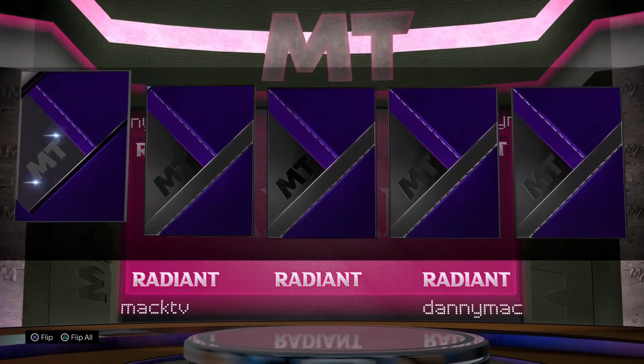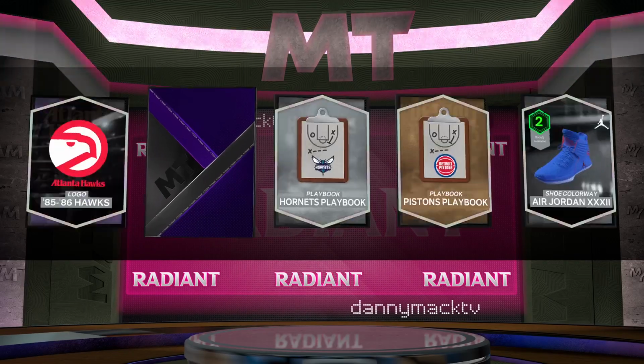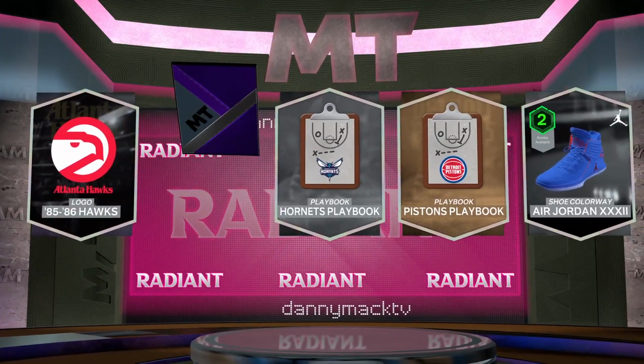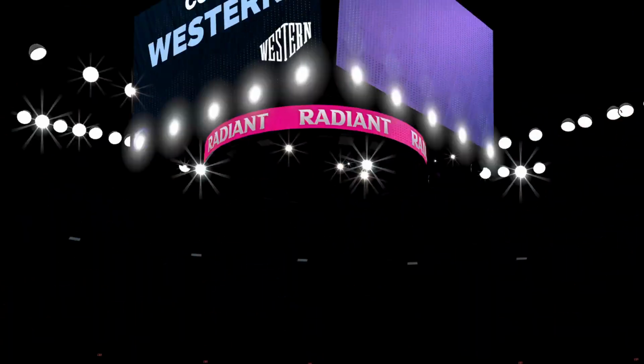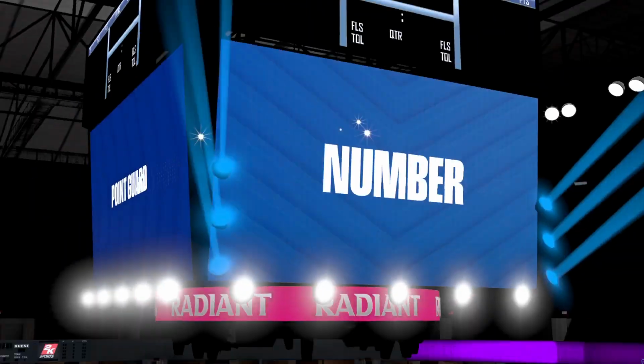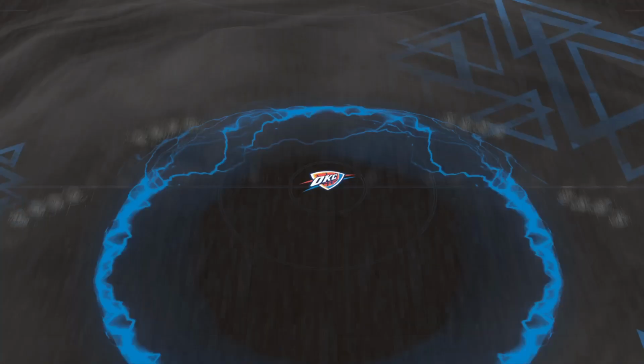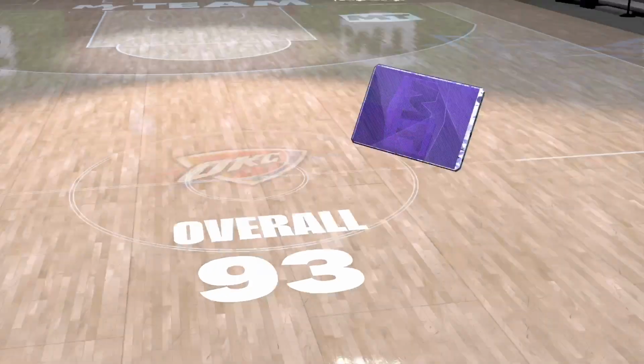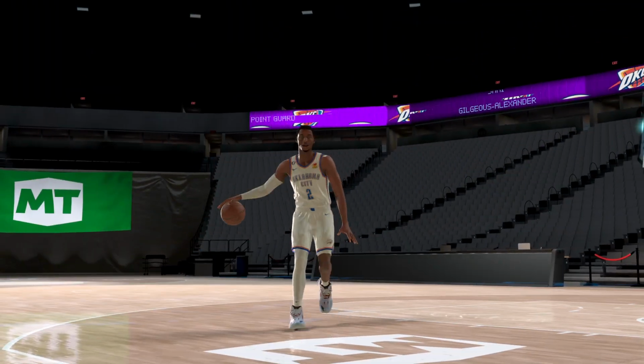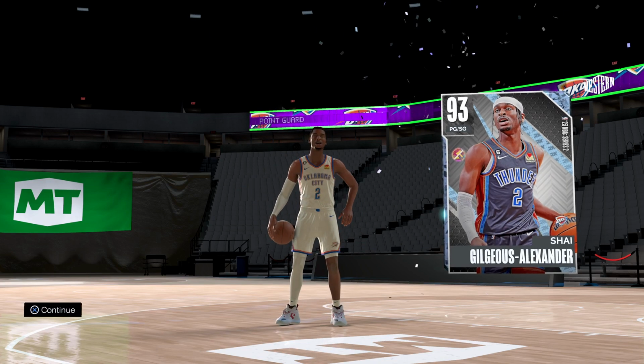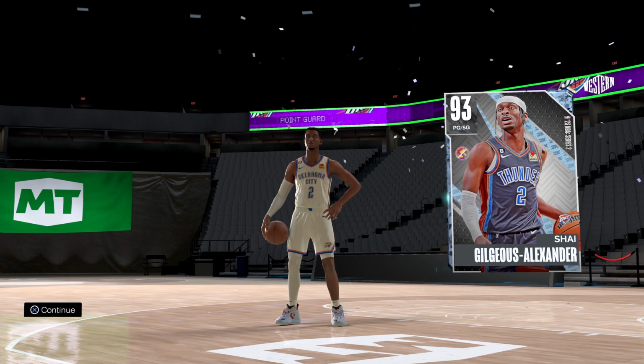It's shaking. What's that, a diamond? All right. A diamond point guard, 93 overall OKC. Is that Shea? That is Shea. That's a series 2 card. Oh, okay. Got a series 2 Shea.